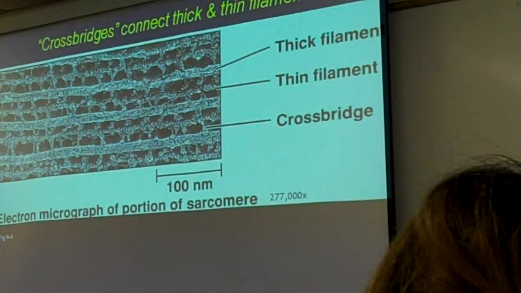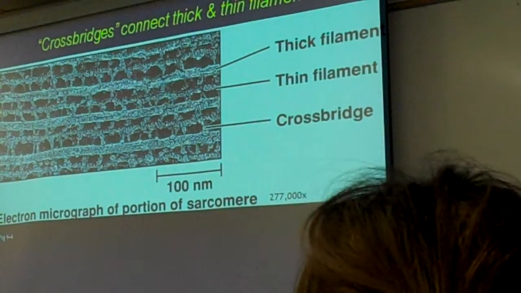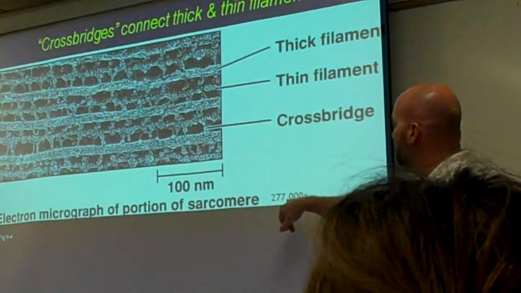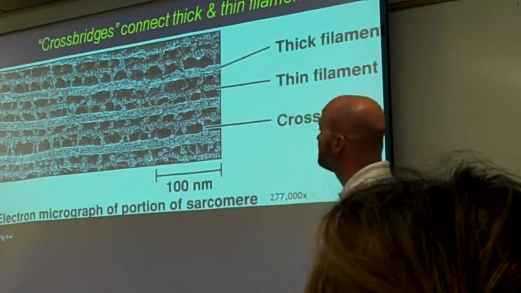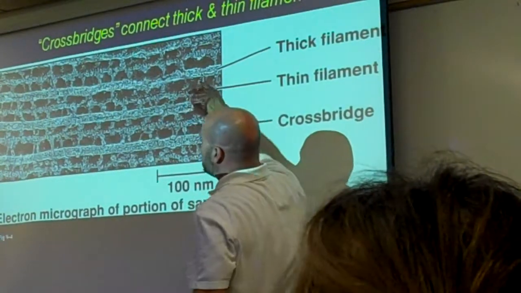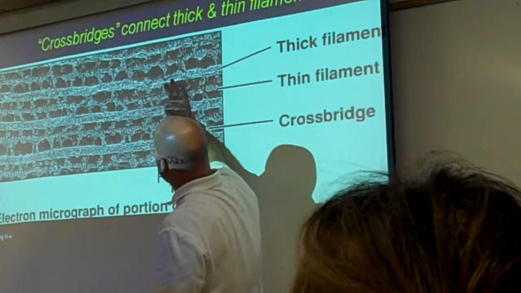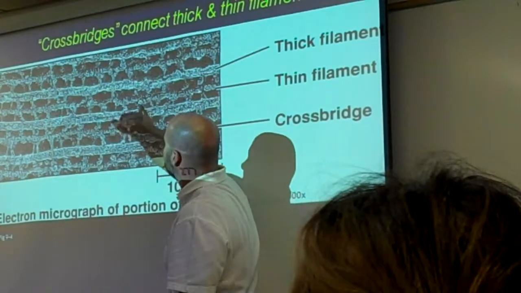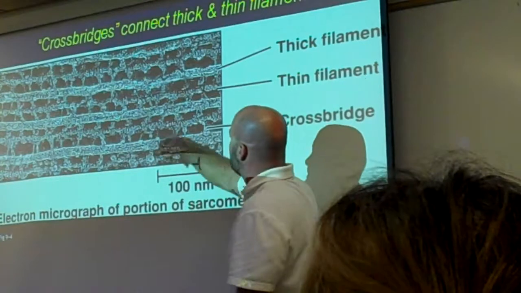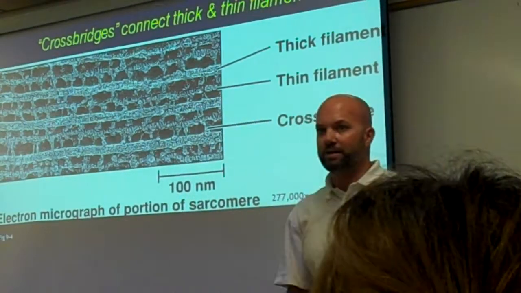So here's a real slide of cross bridges, magnification 277,000. So this is 100 nanometers, teeny, teeny, tiny. You can see the thick filaments. You can see the myosin heads sticking out, thin filaments on either side. Right now they're attached, so that's a cross bridge.